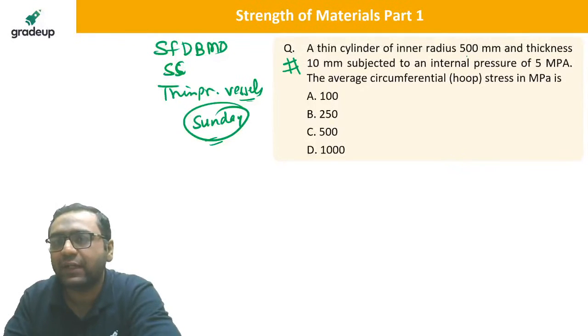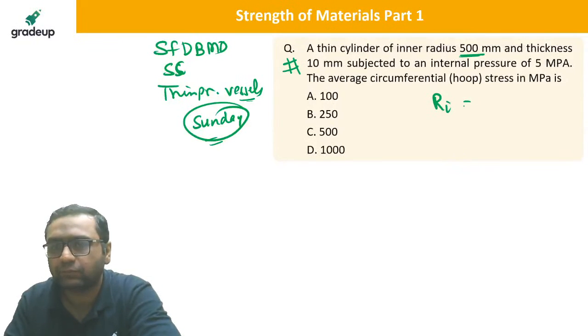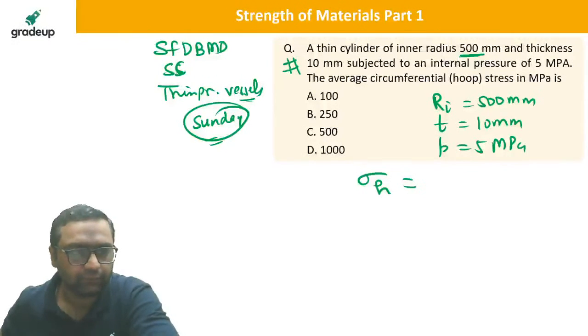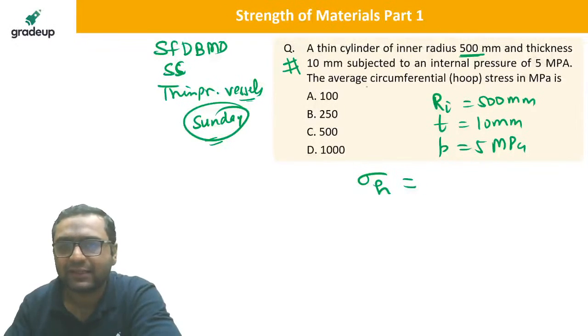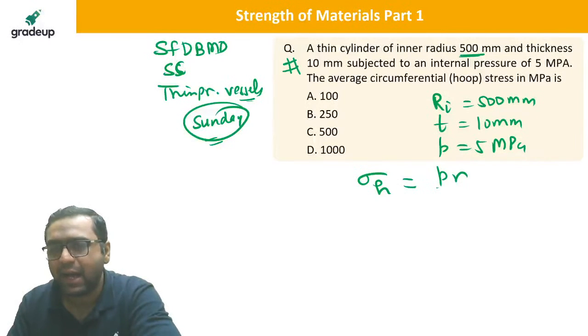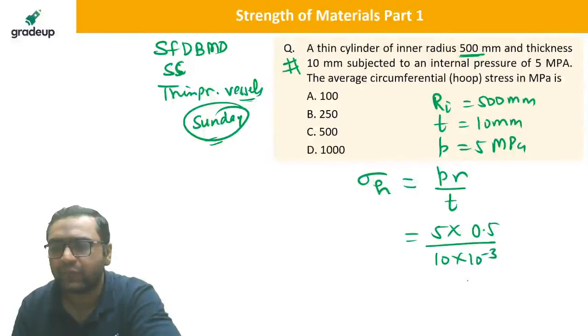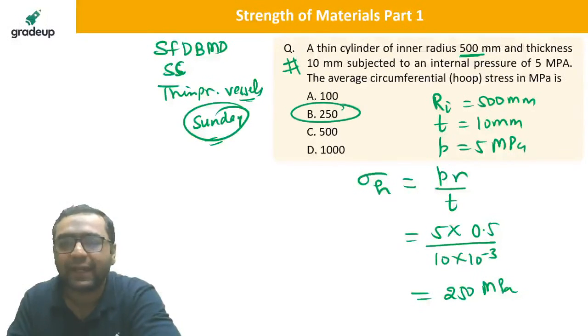A thin cylinder of inner radius 500 mm, thickness 10 mm, pressure 5 MPa. You need to find out the hoop stress. Easiest one, guys. It is PR by T. Pressure is 5. 500 mm is 0.5 meter. Thickness is 10 into 10 power minus 3. It will be 250 MPa. B is correct.